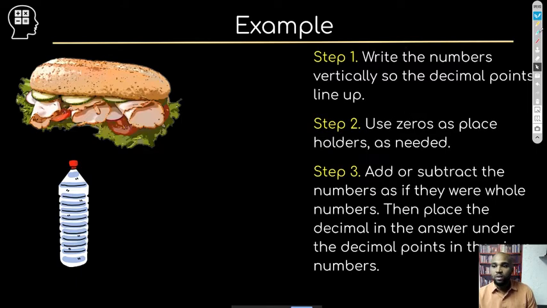However, let's go over the formal steps. Write the numbers vertically so that the decimal points are lined up like we just did. Use zeros as placeholders as you need to, and we'll talk about that. Sometimes you'll need to use a zero to line everything up better. Add and subtract numbers as if they were whole numbers, then place the decimal in the answer under the decimal points in the given numbers. So let's practice that.